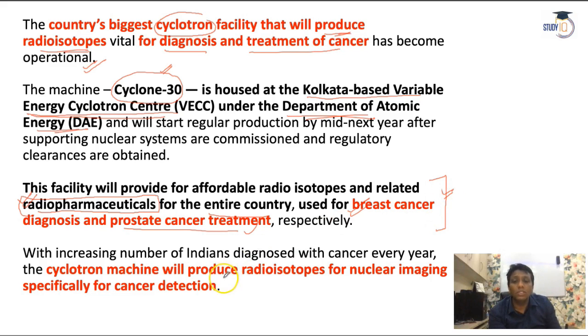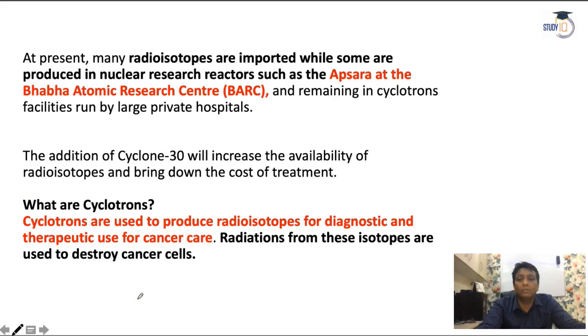The cyclotron machine will produce radioisotopes that will sense the cancerous cells inside your body. Actually, guys, the identification of cancerous cells is very difficult. Even if a single cell is left inside your body, it will still multiply fast and rapidly, spread inside your body, and you will suffer with the cancer problem.